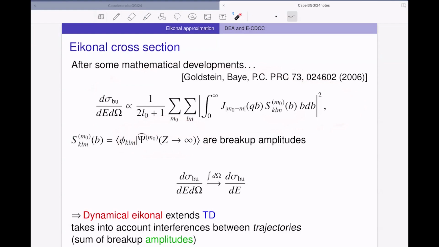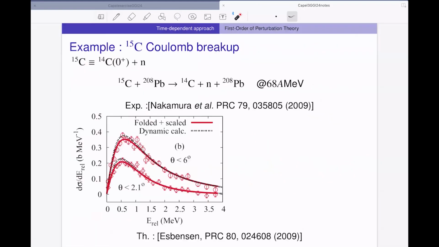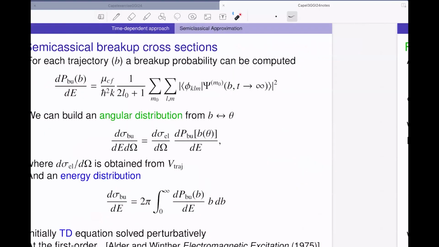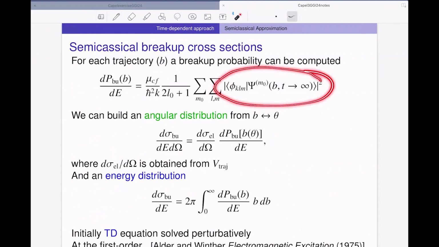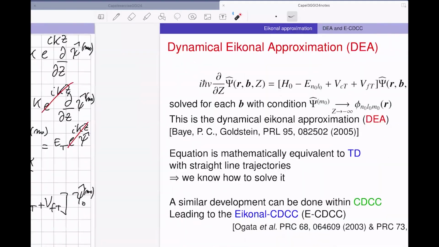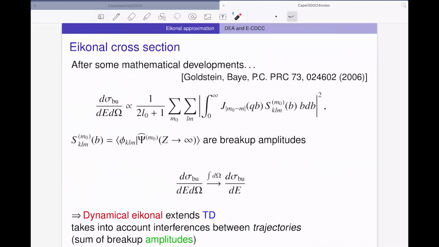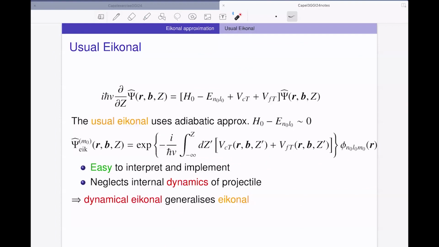The big difference with the semi-classical approximation is that here you sum amplitudes. So you include the interference, the quantal interferences are taken into account, you sum the amplitudes, and then you take the square modulus. Whereas in the semi-classical approximation, if I go back somewhere here, you first take the square modulus, and then you do the integration over the impact parameter. That's a big difference. So here we should see the quantal interferences between the different trajectories.